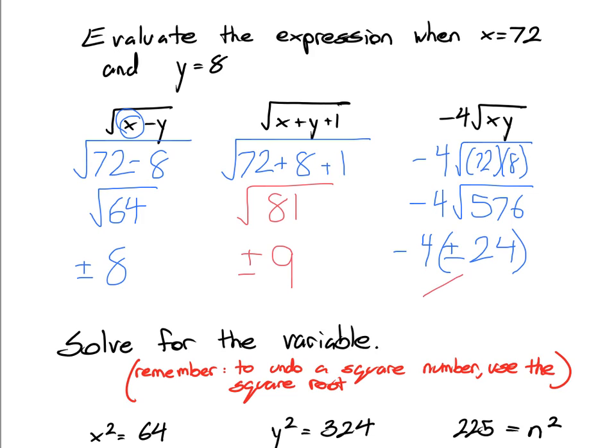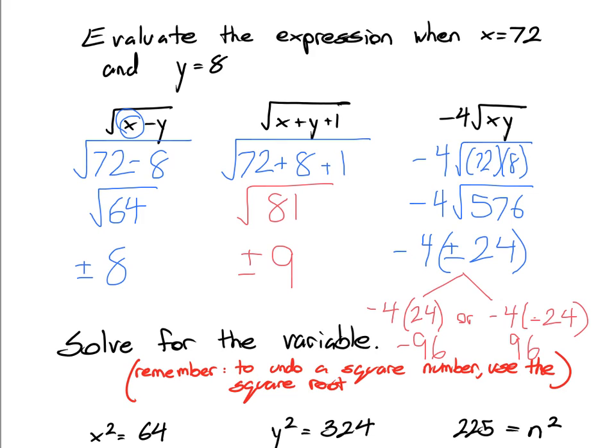Did you think of it like this? We're saying negative 4 times plus or minus 24, so we could split it up as either saying negative 4 times positive 24, or negative 4 times negative 24. Alright, well, what's negative 4 times positive 24? Negative 96. And what's negative 4 times negative 24? Well, that's positive 96, because, again, a negative times a negative is a positive. So our two answers are negative 96 and positive 96.